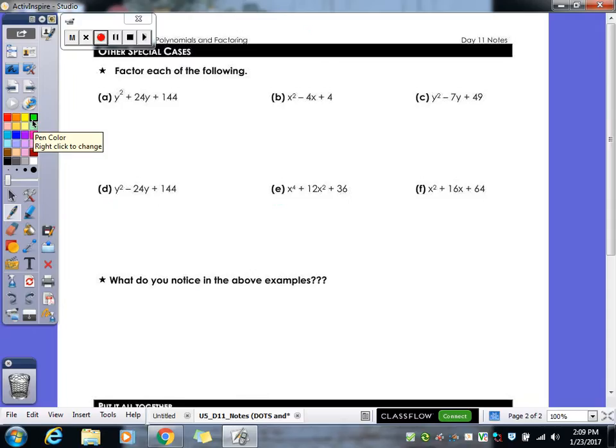If we take a look on the back, we have some special cases here. These are trinomials. We factored trinomials before. You guys already know the steps in the process. So we start with our two sets of parentheses. Signs here are the same. Again, that last sign right there, that tells me they're the same. That one tells me they're both going to be positive.